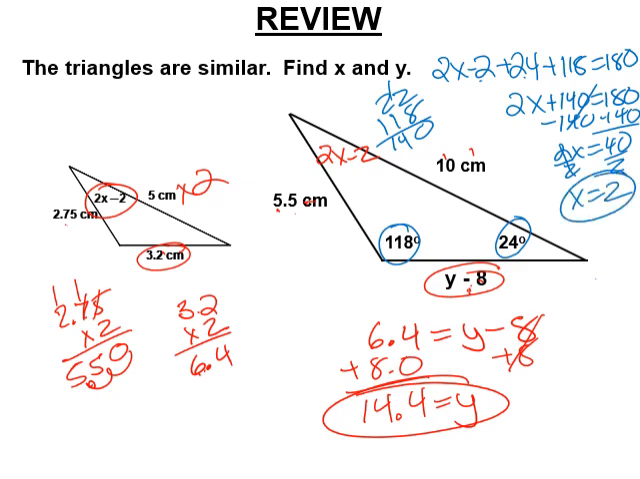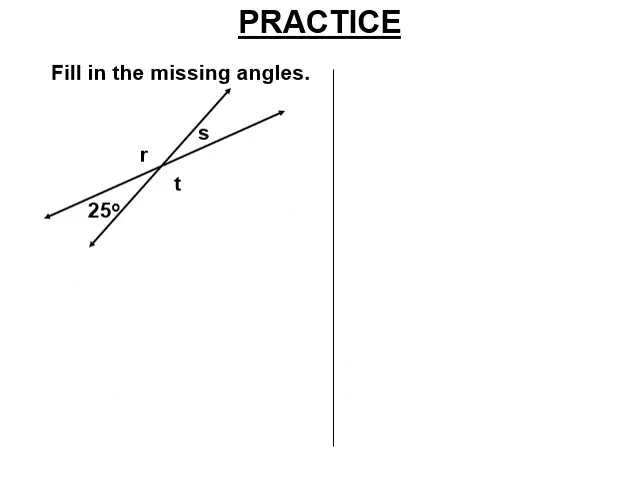I doubt I will have one that hard on the test, but similar triangles: the angles have to be the same as each other, and the sides are some multiple of each other. And here, the scale factor was 2. The second one was twice as big. All right, practice. The vertical angles are the same. The adjacent angles along a straight line add up to 180.